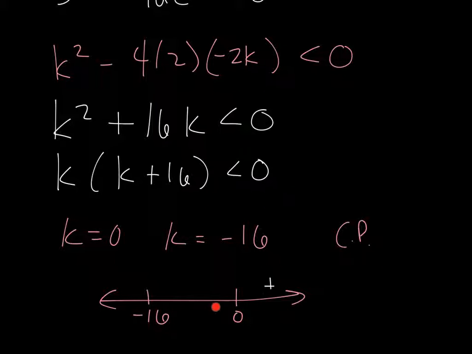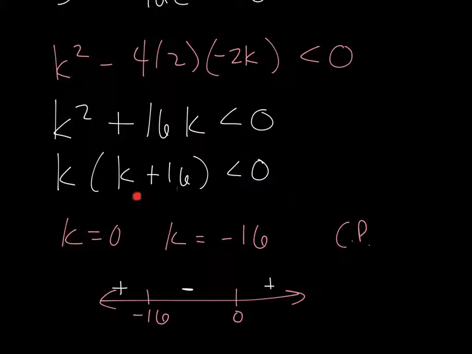I'm going to test using negative 1. Negative 1 here and a negative 1 here makes it negative 1 times positive 15, which is negative. And then obviously the last region is going to be positive, and I can show you: negative 17 plus 16 is negative 1. Negative 17 times negative 1, negative times negative is positive.